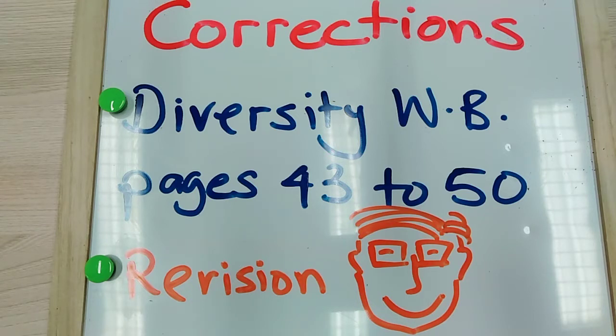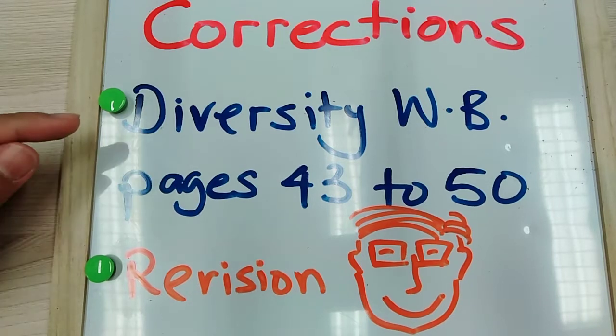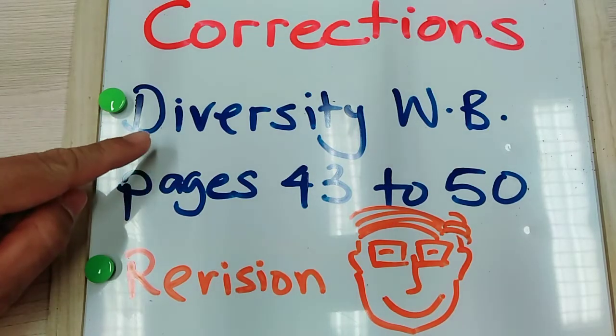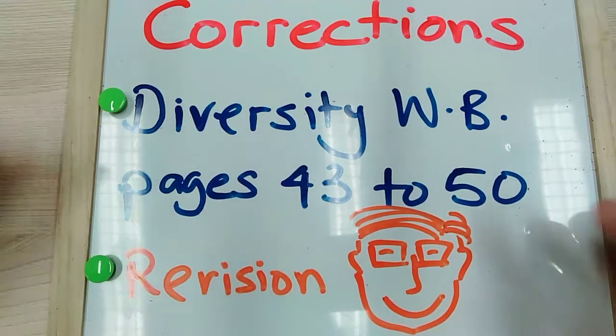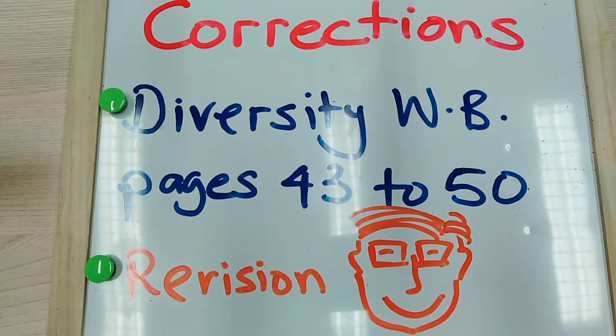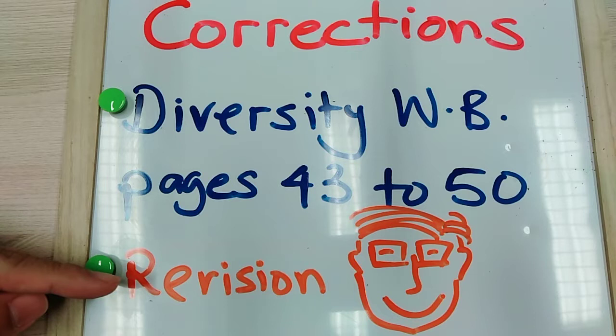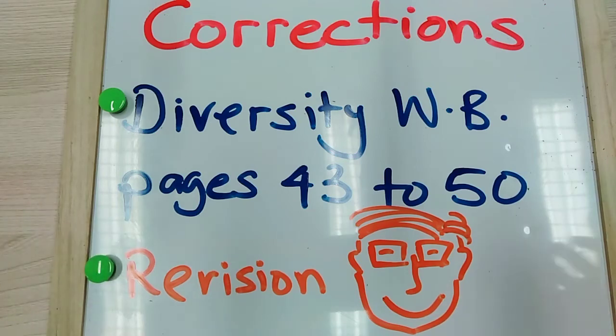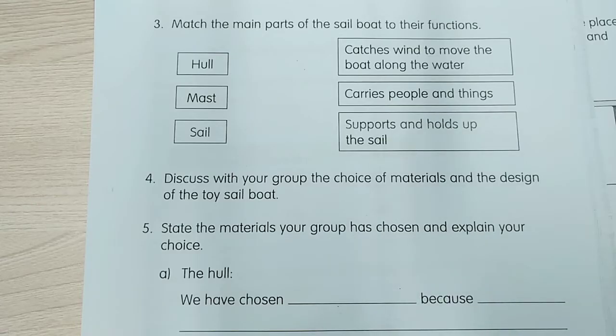Hi, I'm Mr. Long and I'm your science teacher today. In this lesson, we're going to go through the answers from the workbook of diversity from page 43 to page 50. And through going through the questions here, we will be going through a revision of what you have learned under diversity of living things and non-living things. Let's go. Let's begin with page 43.